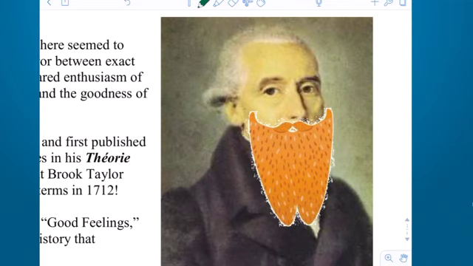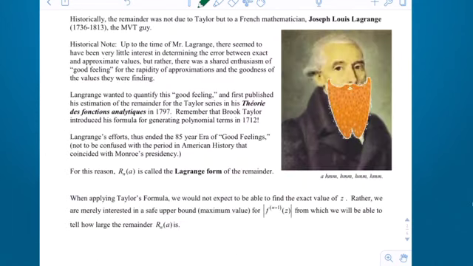You might remember Lagrange without the beard from the mean value theorem. He's the guy that took Rolle's theorem, loosened up the restrictions, and came up with the broader MVT. So he's a pretty important guy.